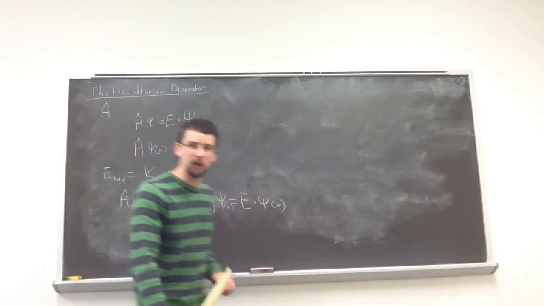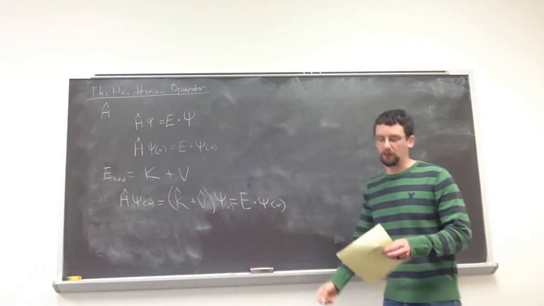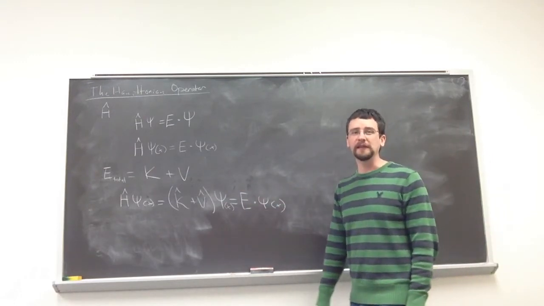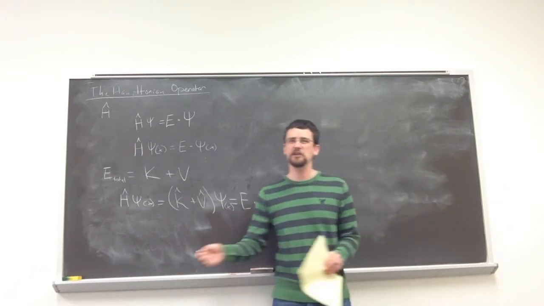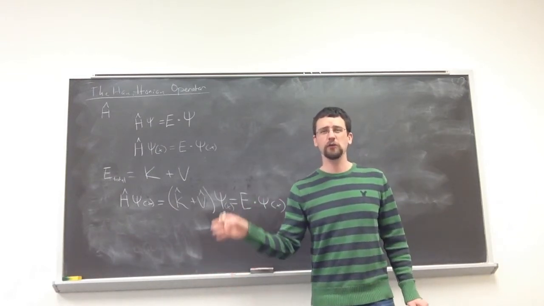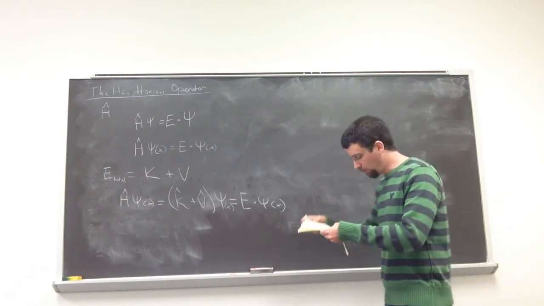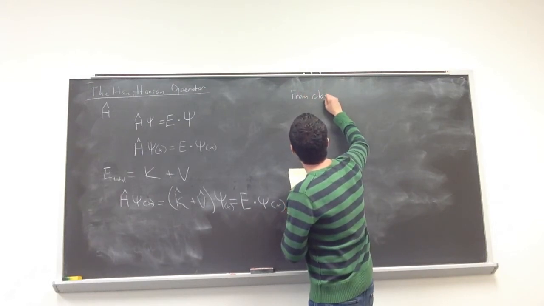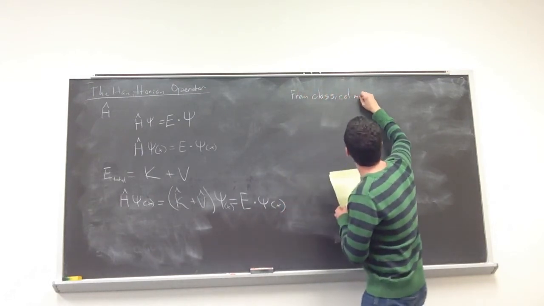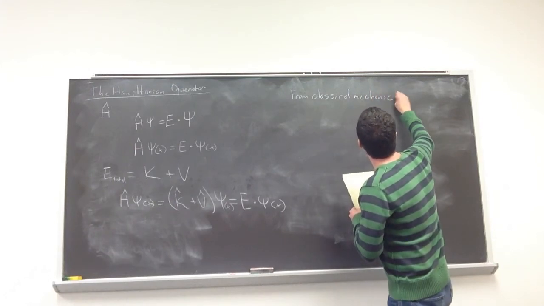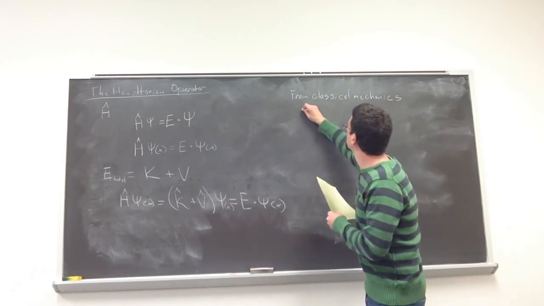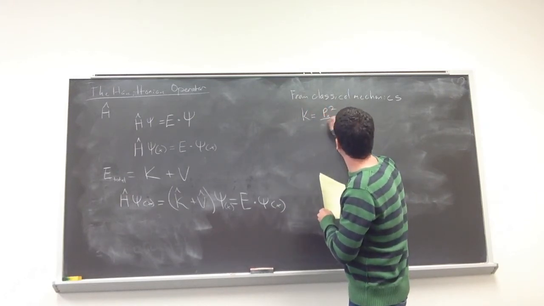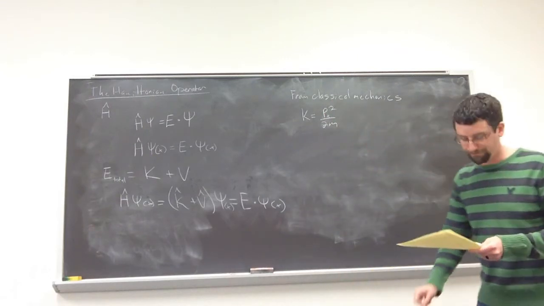Okay, so now let's try to figure out what these operators look like. Let's first tackle the kinetic energy operator. That one's a little bit easier to understand. We know kinetic energy is the energy of motion. Potential energy is the energy due to position or configuration, depending on what we're talking about. From classical mechanics, in physics, we know that the kinetic energy is the momentum of that system squared over 2m.